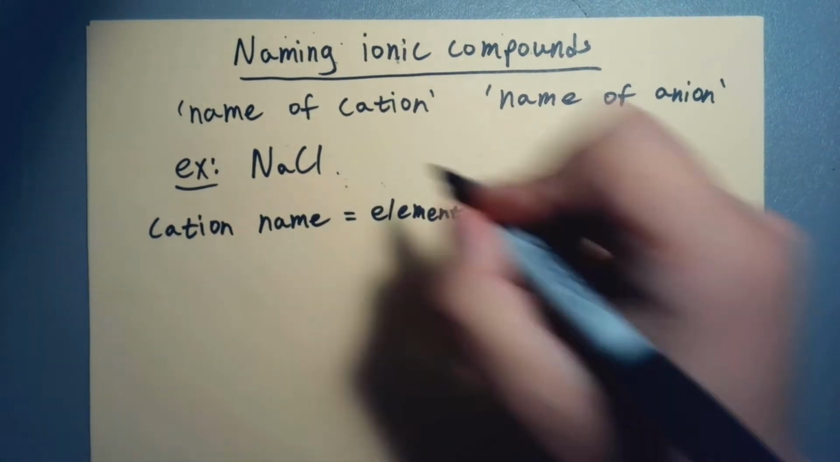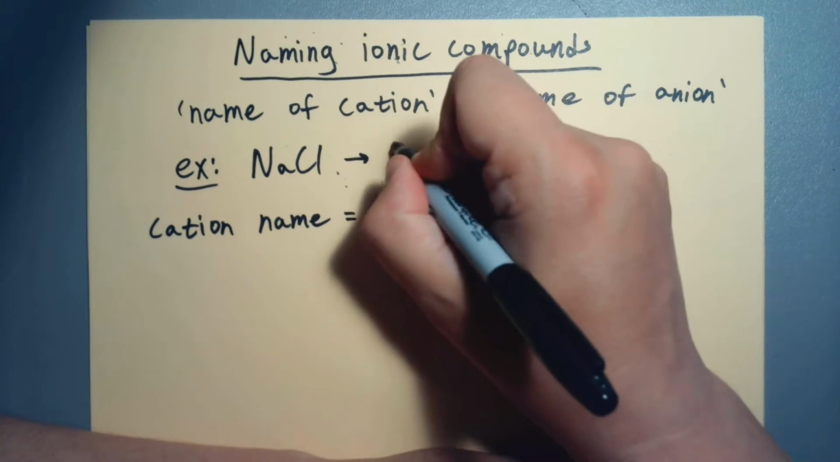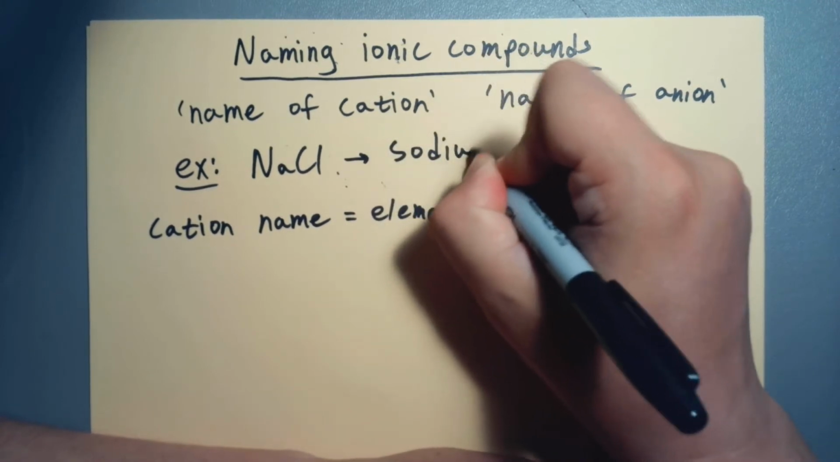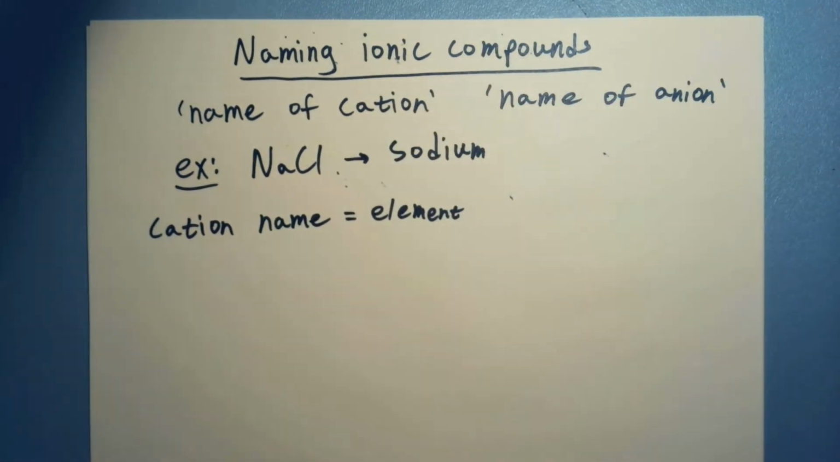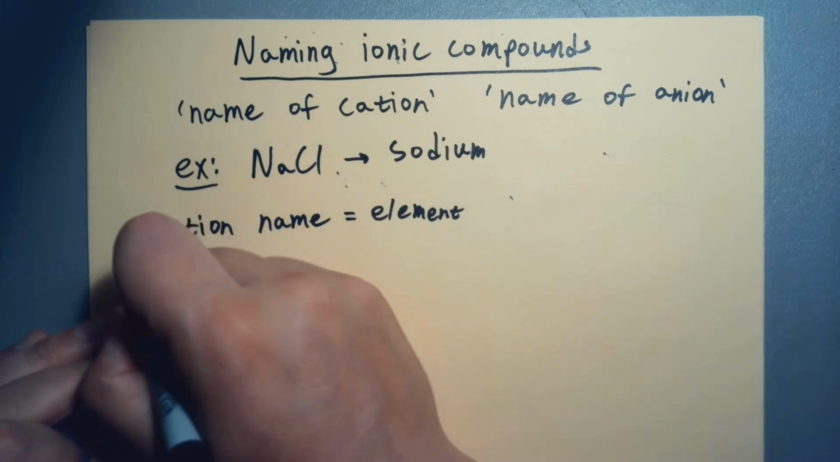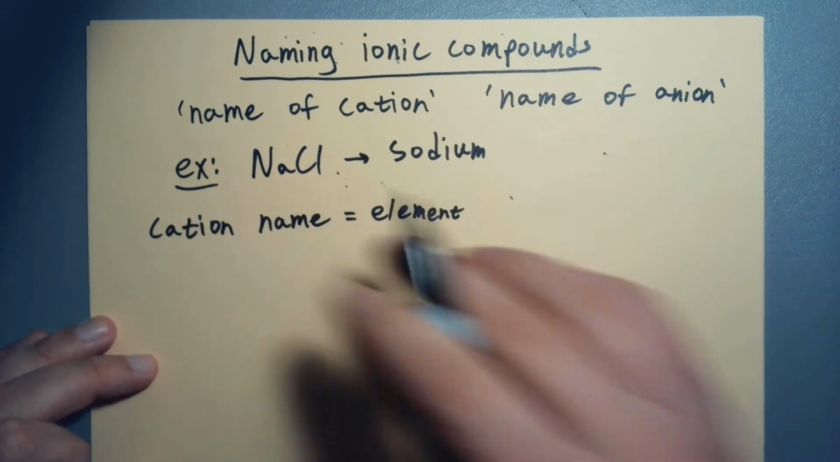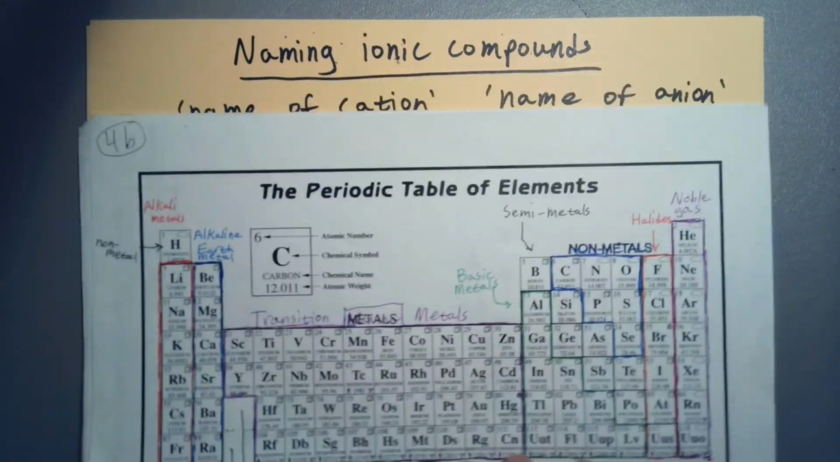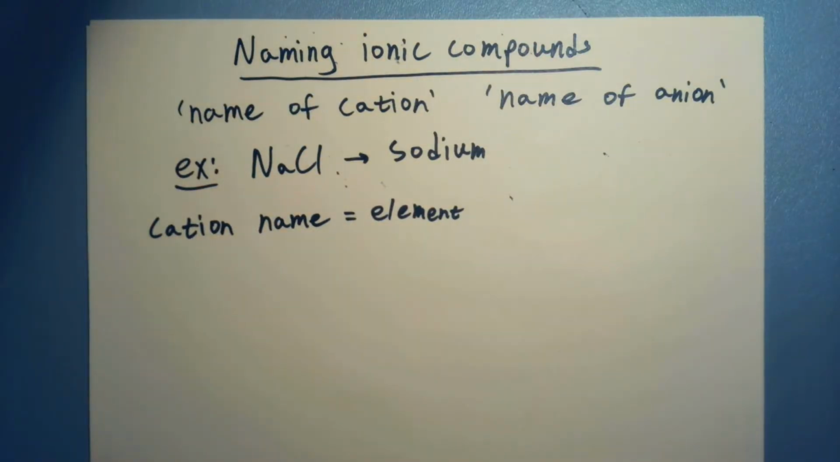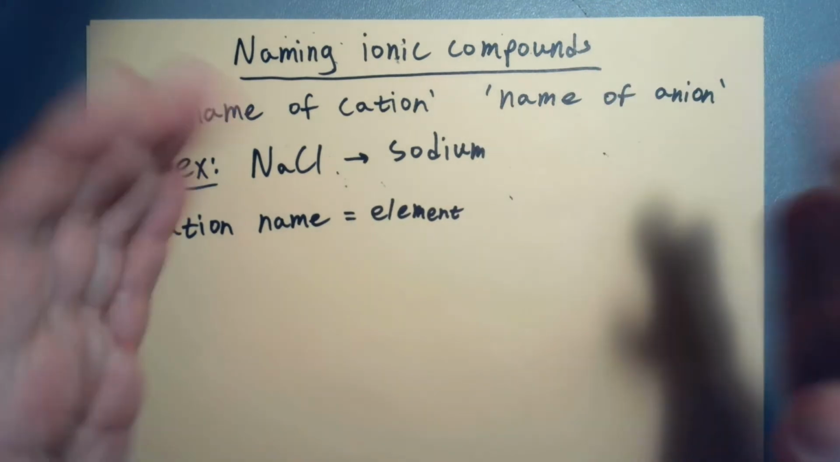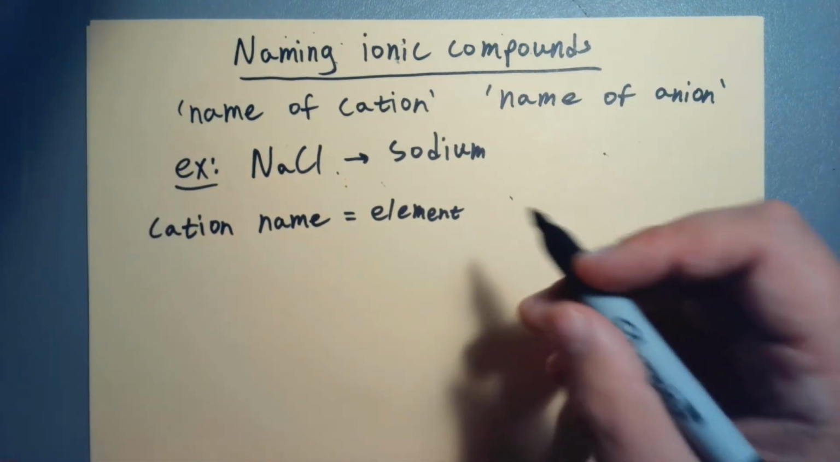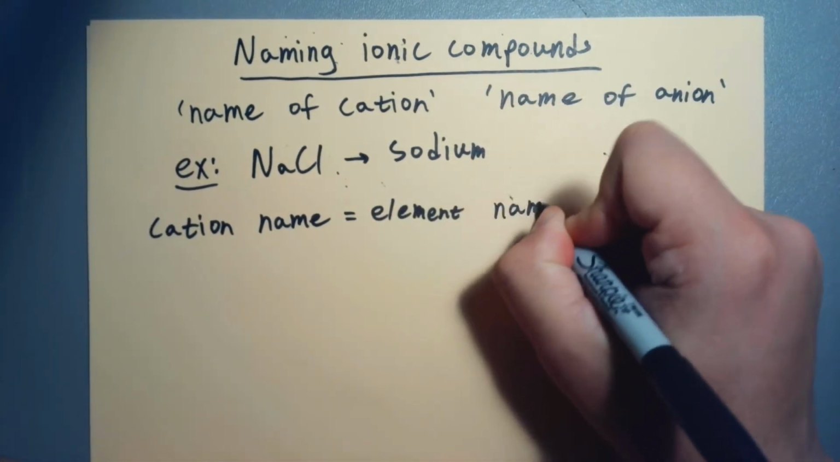Okay? So this is just sodium. Call it the sodium ion, but say sodium in the name. Now the anion, this is a monatomic anion. So again, we're not dealing with the other stuff yet. But we're still just working the edges of the periodic table here. So that was element name, excuse me.